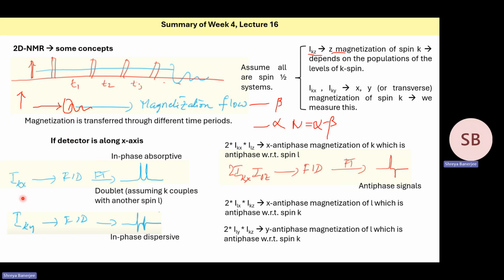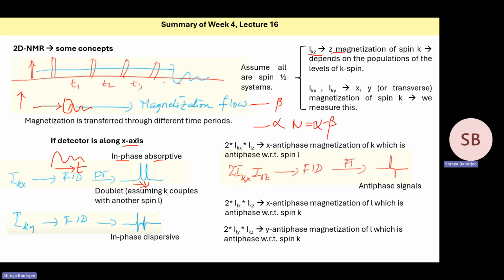Right. As I was saying, IKX is the magnetization along the x direction. This will appear as an FID, and when you do Fourier transform of the FID, you will get signals. The FID we saw in the previous class is with respect to time on the x-axis, and after you do Fourier transform, you will get frequency on the x-axis. Assuming the detector is on the x-axis, the signal along x will be absorptive and in phase. Both are positive direction and absorptive.